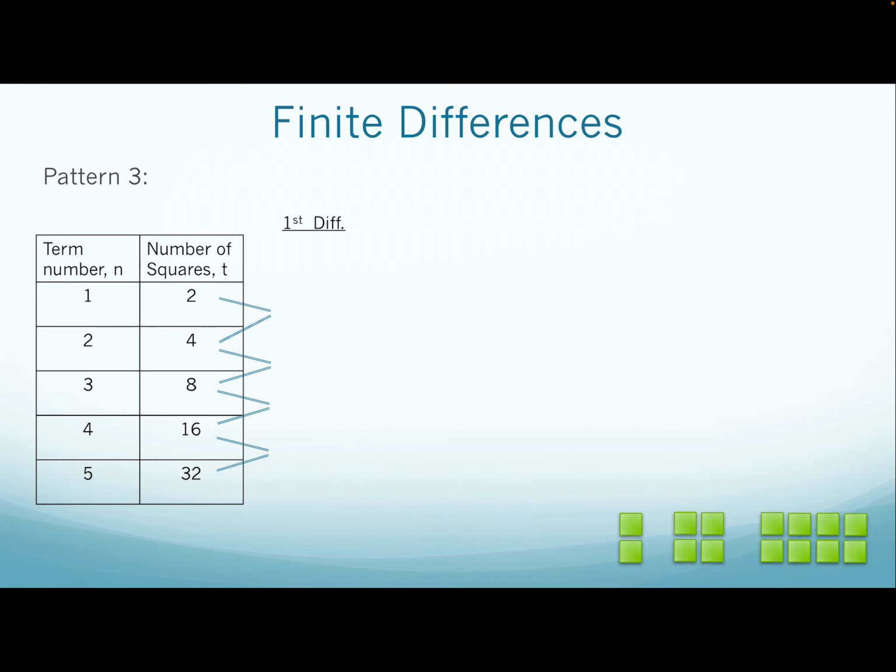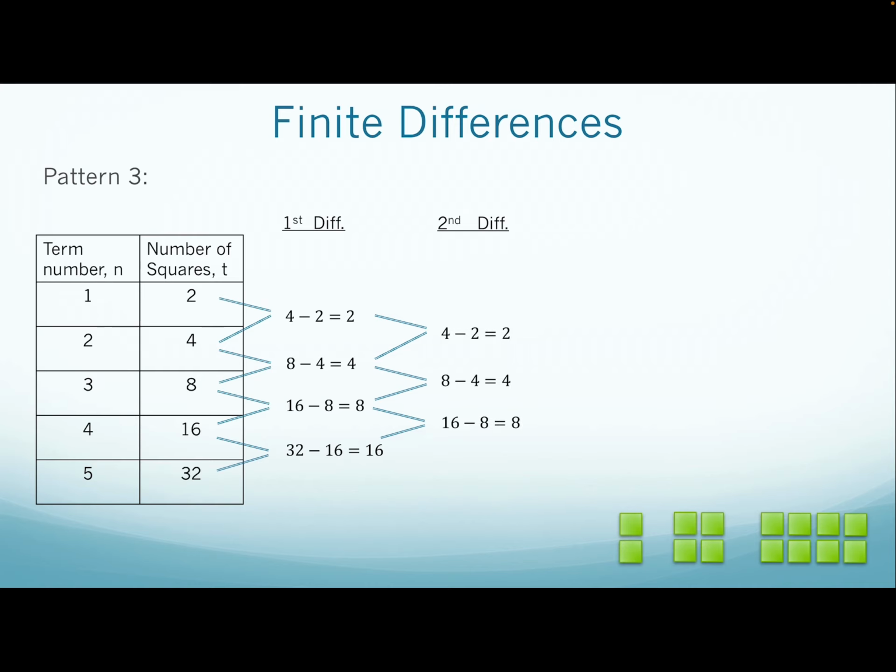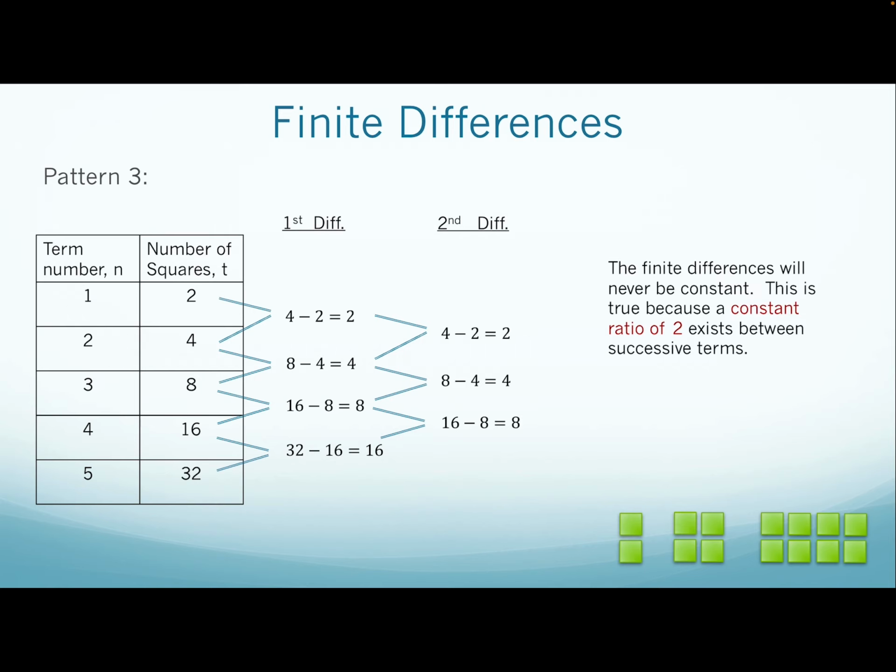So 4 minus 2 is 2. 8 minus 4 is 4. We get 8 and then 16. Okay, notice what happens. We actually get the same numbers that are in the table. They just repeated. If I go to do the second differences, we can expect to get the same result, right? 4 minus 2, 2. 8 minus 4, 4. 16 minus 8, 8. Okay, so the finite differences for this kind of relationship will never be constant.